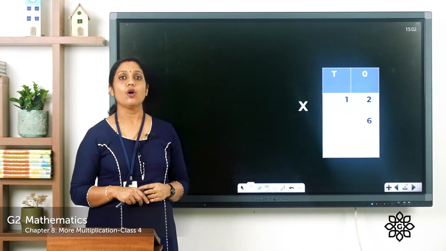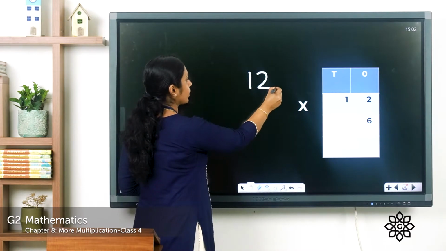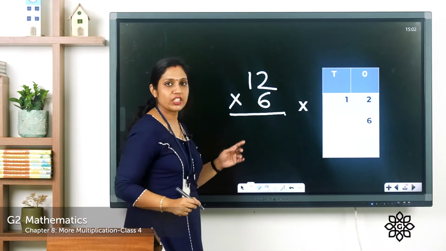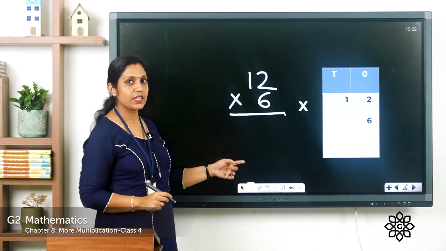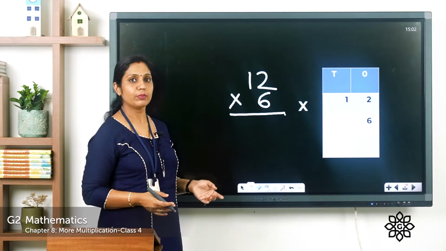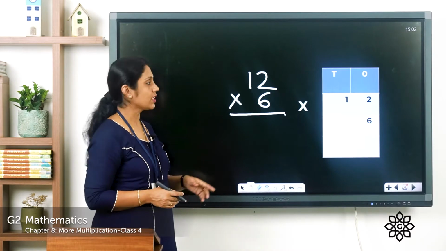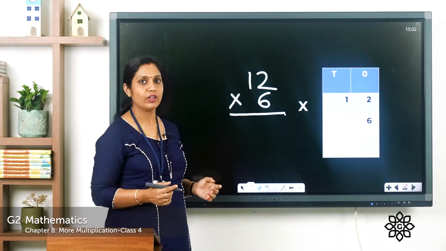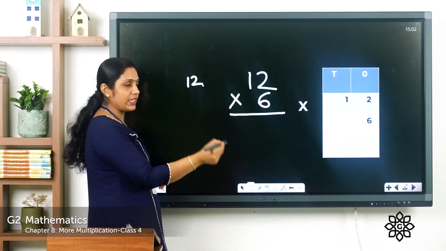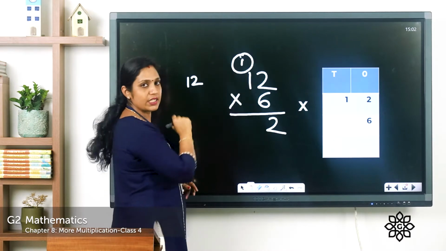Now let's see how much it is. 12 into 6. So let's write 12 into 6. 6 is a 1-digit number, so it has to come in the ones place. So we have to write it under 2. Now we'll start multiplying from the ones position. We have 6 into 2 in the ones place. So 6 2s are 12. So when we get 12, what we have to do? This 2, we'll write it here in the ones place and 1 will carry over to the tens place.